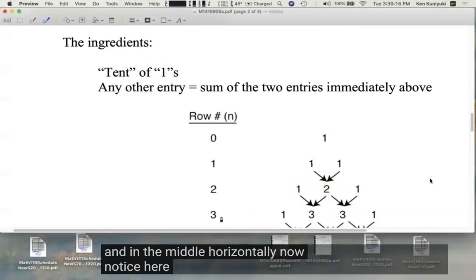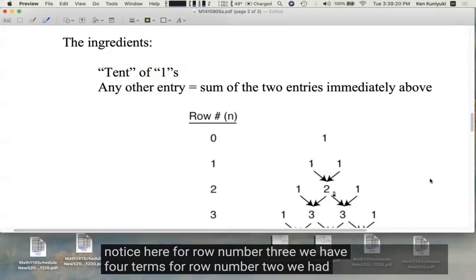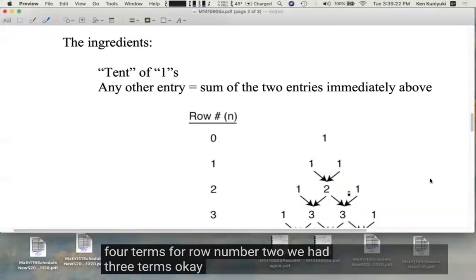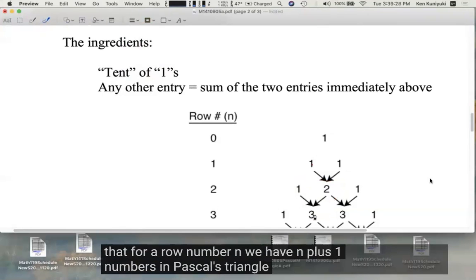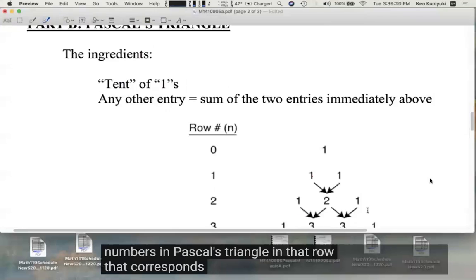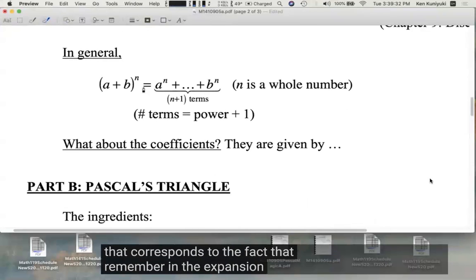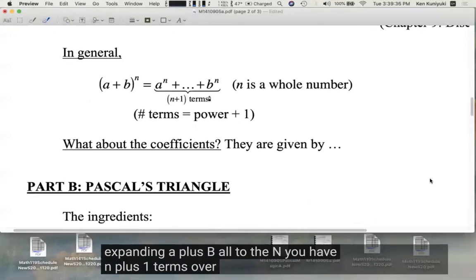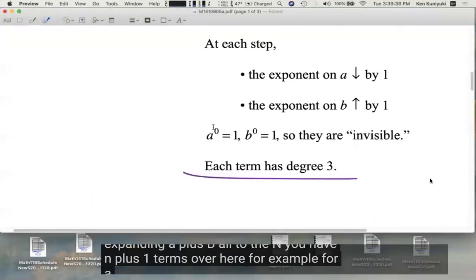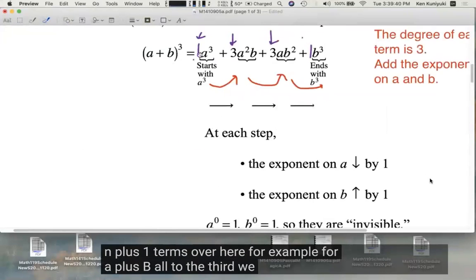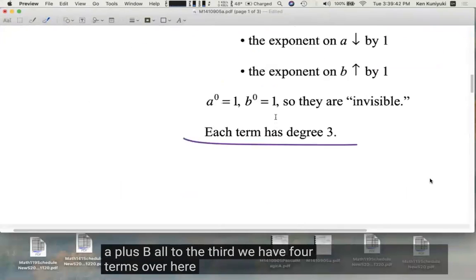Now notice here, for row number 3, we have 4 terms. For row number 2, we had 3 terms, or numbers. So notice that for row number n, we have n plus 1 numbers in Pascal's triangle in that row. That corresponds to the fact that, remember in the expansion, if you're expanding a plus b all to the n, you have n plus 1 terms over here. For example, for a plus b all to the third, we have 4 terms over here.